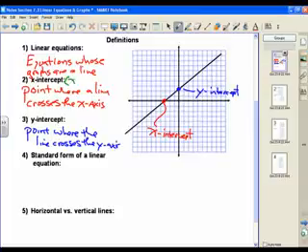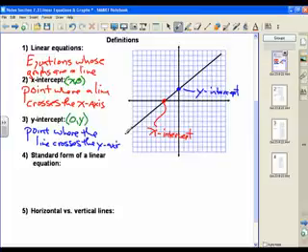So this is always going to be x, 0, and 0, y. So at the x-intercept, the y-coordinate is going to be 0. At the y-intercept, the x-coordinate is 0.